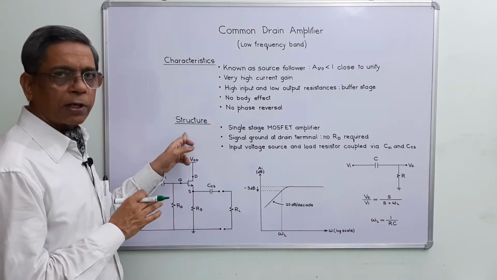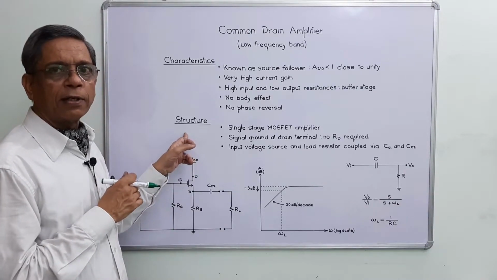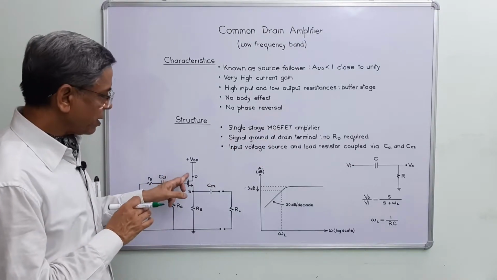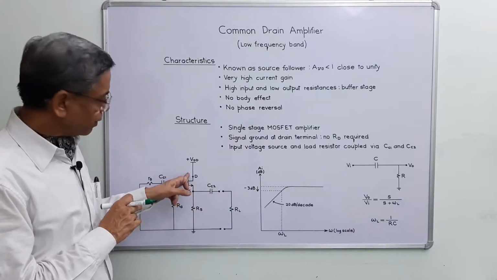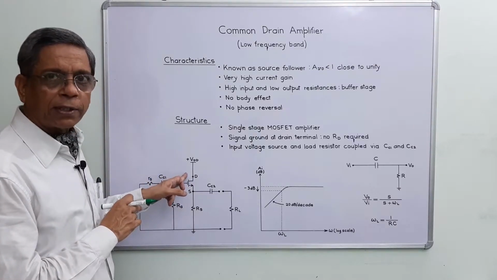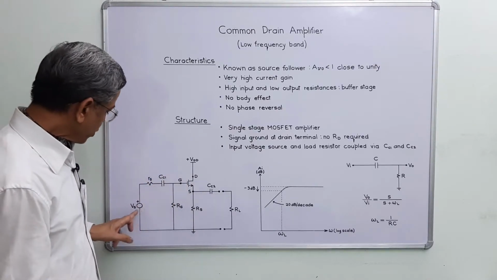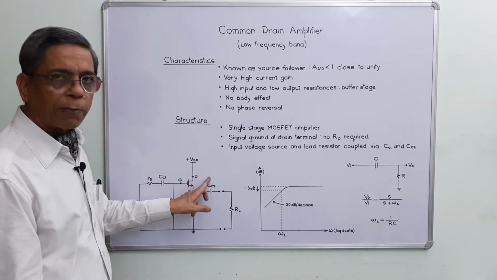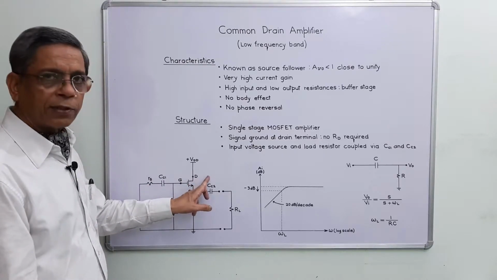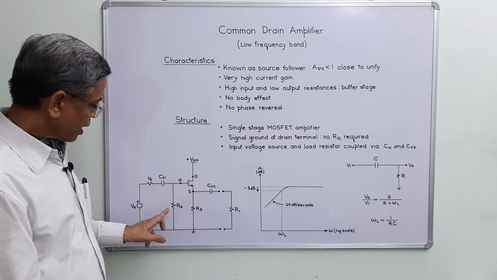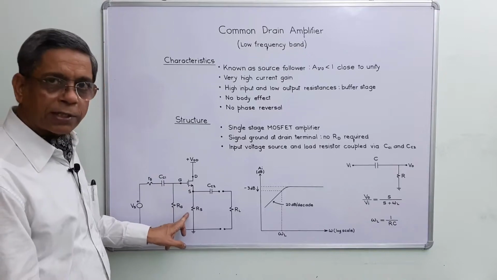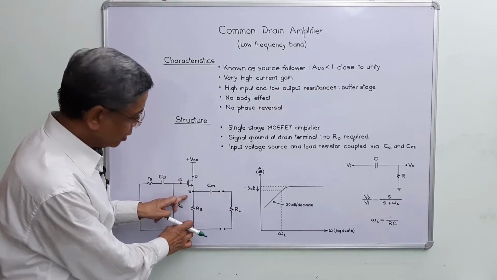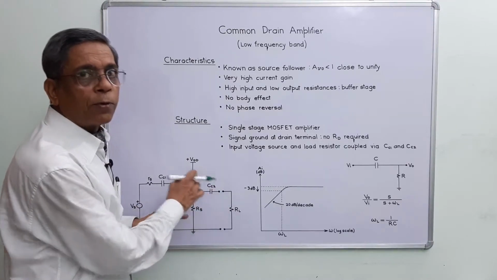As far as the structure of the common drain amplifier circuit is concerned, we are using a single stage MOSFET amplifier, and signal ground is achieved at the drain terminal. That's why there is no resistor connected with the drain terminal, and the input voltage source and load resistor are connected by using high valued coupling capacitors CC1 and CC2. This is the device, this is the biasing resistor, this is the source resistor, and output is taken across the source resistor via coupling capacitor CC2.